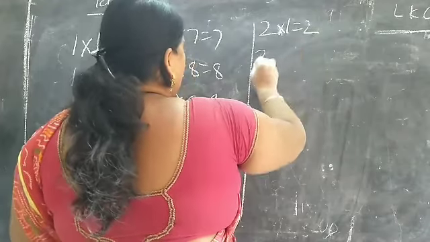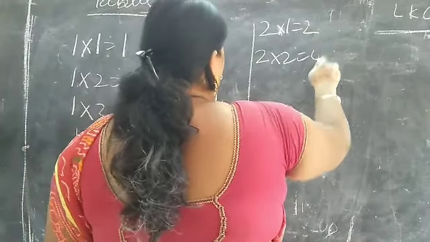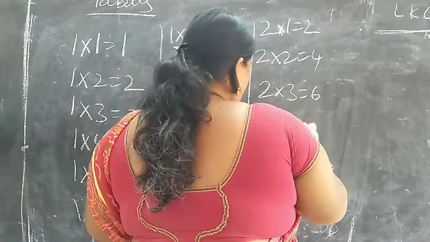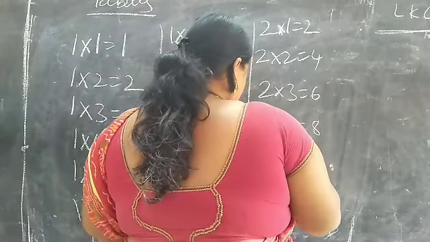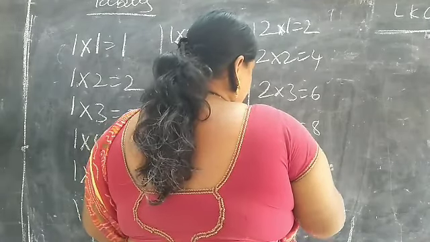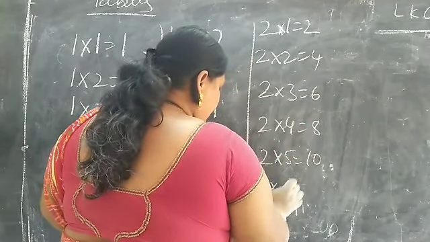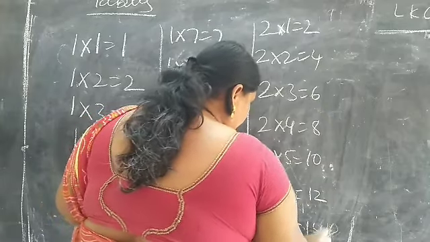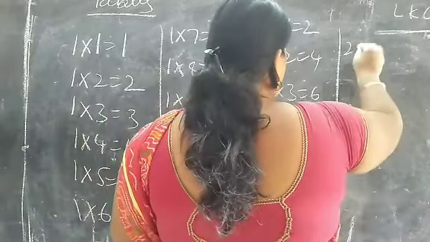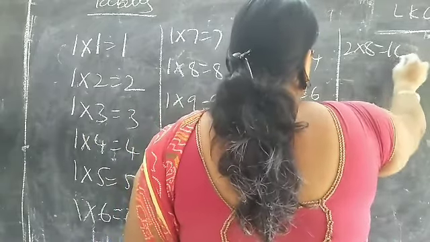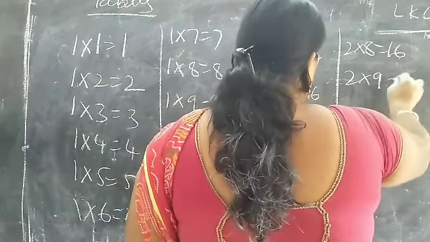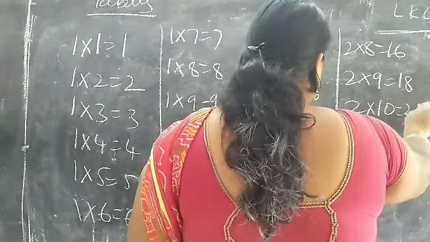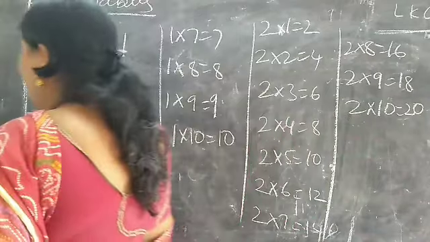2 ones are 2. 2 twos are 4. 2 threes are 6. 2 fours are 8. 2 fives are 10. 2 sixes are 12. 2 sevens are 14. 2 eights are 16. 2 nines are 18. 2 tens are 20. Okay, children, this is oral part. Don't write these tables, children.